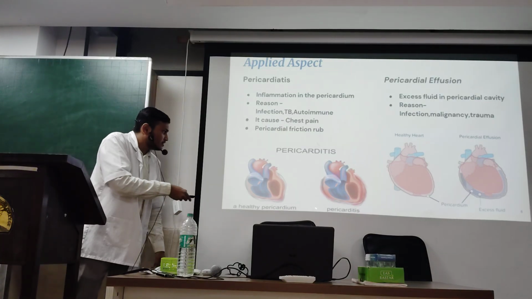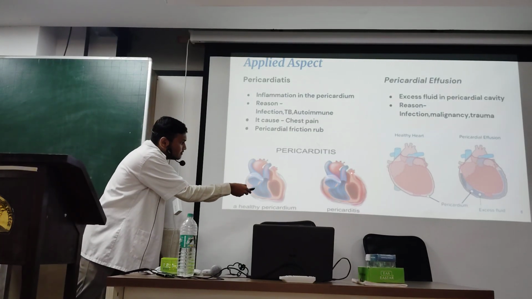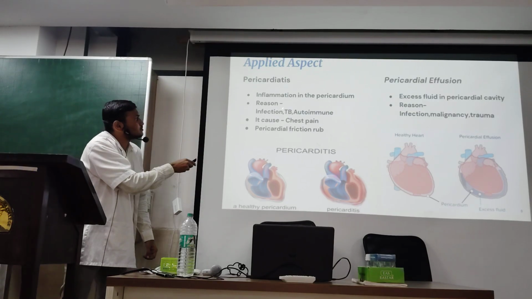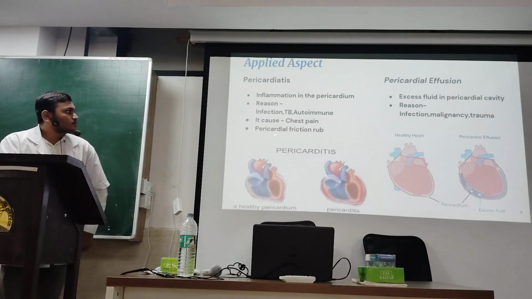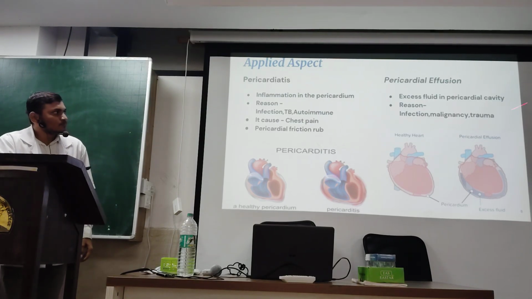You can see a healthy pericardium and a pericarditis. Here you can see the inflamed part. The reason is this is due to the infection, TB, or it can be due to autoimmune causes. It causes the chest pain and pericardial friction rub.